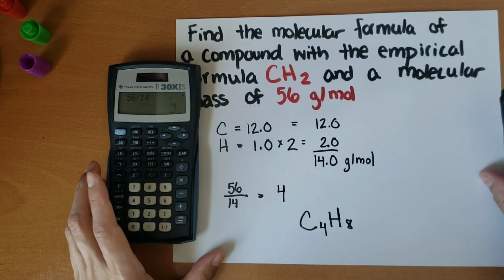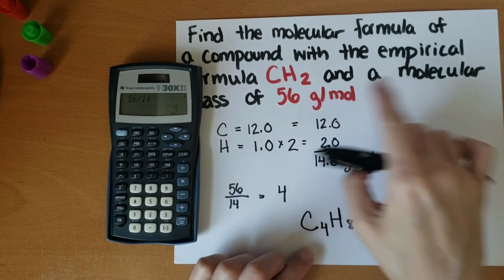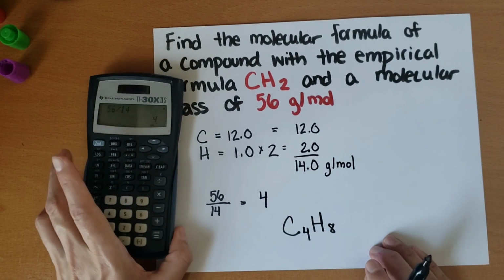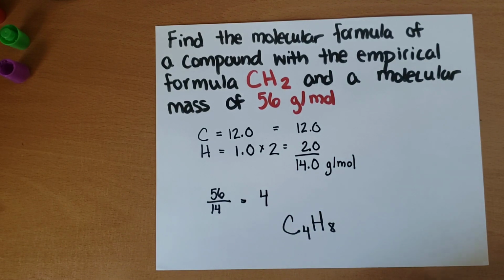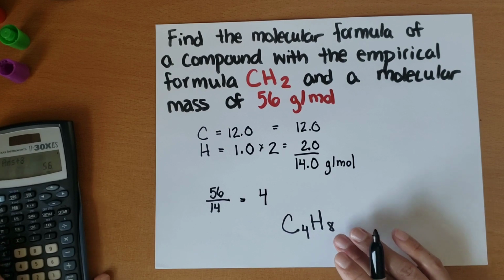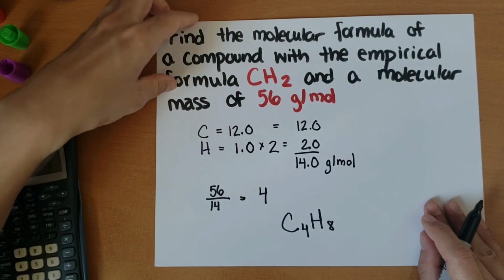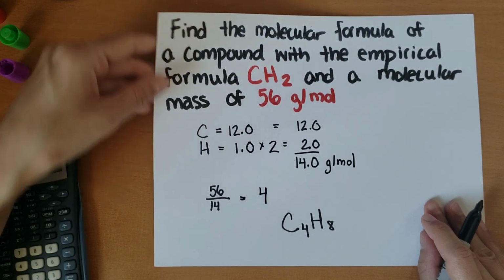Now to check your work, you can always find the gram formula mass and make sure it matches the given mass. So to do that, I would take 4 times 12 and add that number with an 8. And so when I check this, this does have the same molecular mass of 56. So I did a great job.